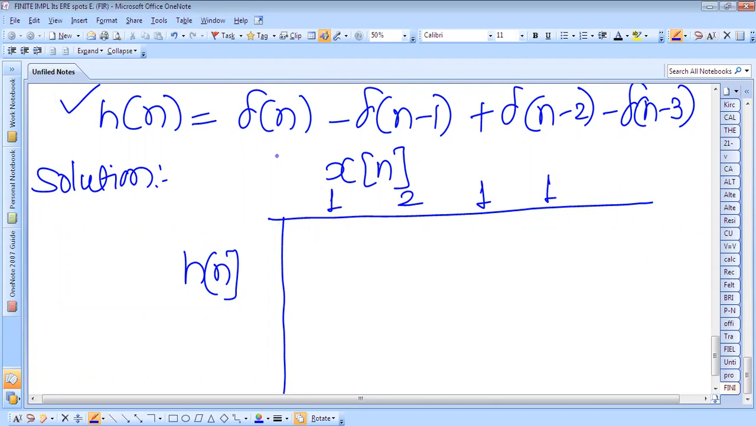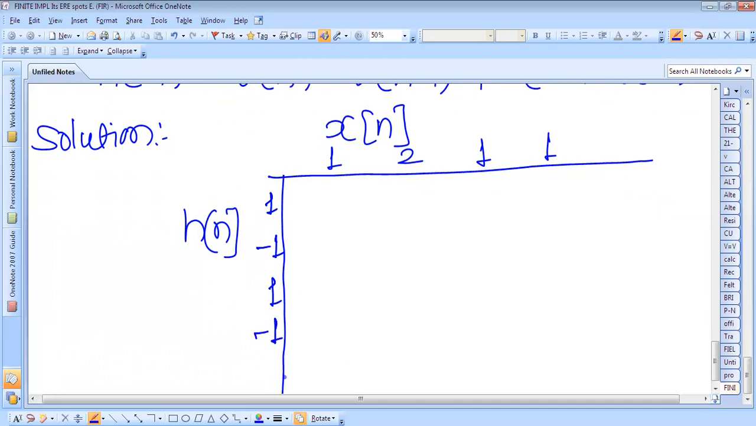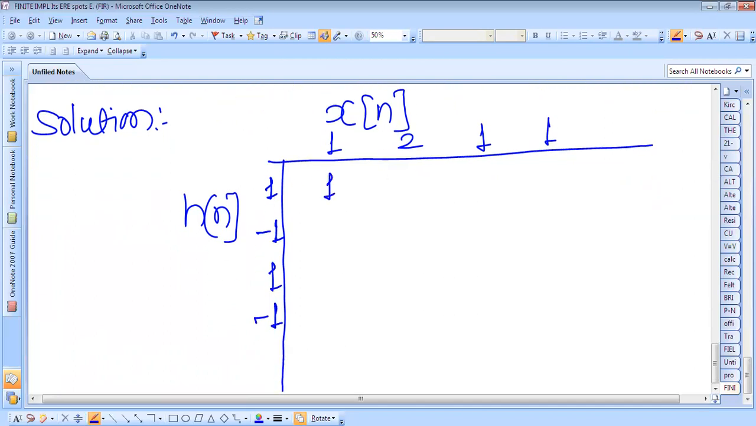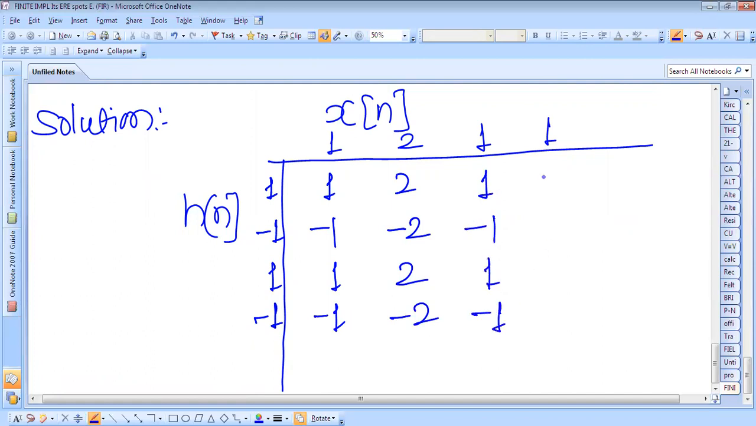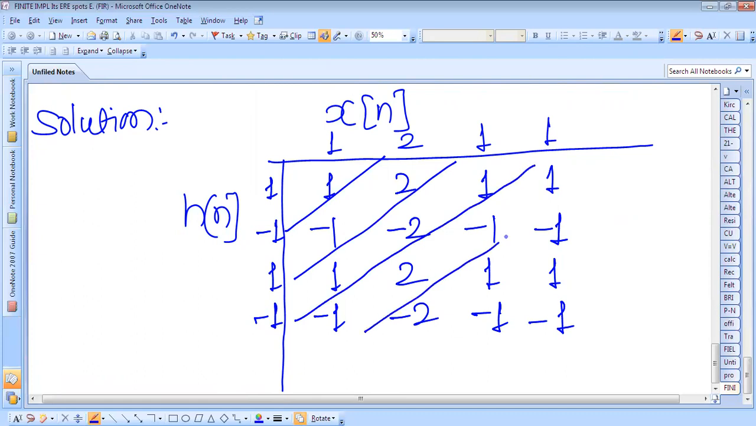And the impulse response is 1, -1, 1, -1. Now we have to multiply these: 1 times 1 is 1, 1 times -1 is -1, and so on, giving 2, -2. After multiplying, we get these values. Now we have to find the output.